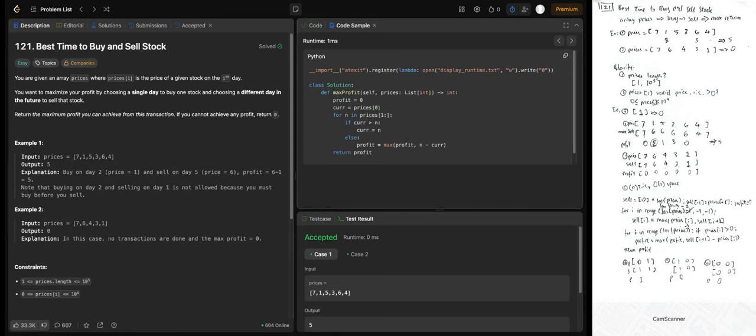Yeah, so the solution makes more sense if we look into it. But yeah, I think I'm gonna pass it this time. It's very simple if we look at other solutions.